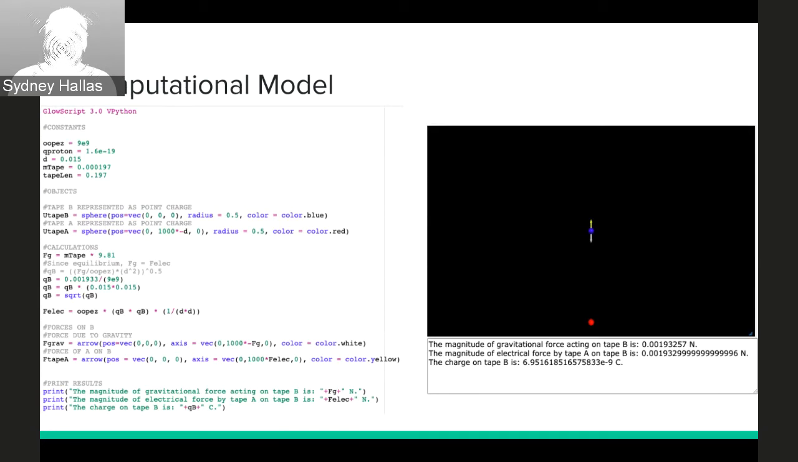For the computational model I made in GlowScript, I made the model to scale, but I scaled it up by a factor of 1,000 so that the point charges could be visible. Tape A is represented by the red point charge, and tape B is represented by the blue point charge. The displacement between the two is 1.5 centimeters, and the force of gravity is equal to and opposite to the electrical force, both acting on tape B.